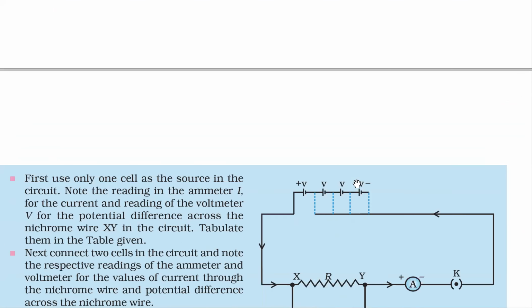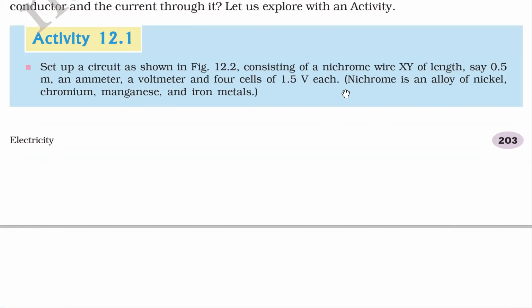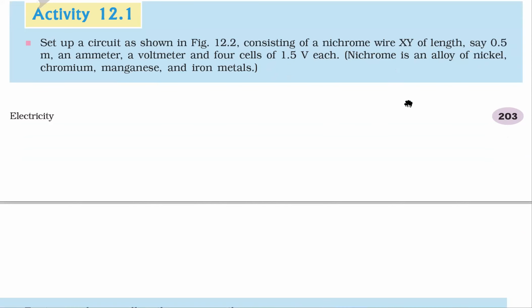So, activity 12.1. It consists of setting up a circuit as shown in the figure, which consists of a nichrome wire. Nichrome is actually an alloy. Alloy means a mixture of metals. It is made up of nickel, chromium, manganese and iron metals.